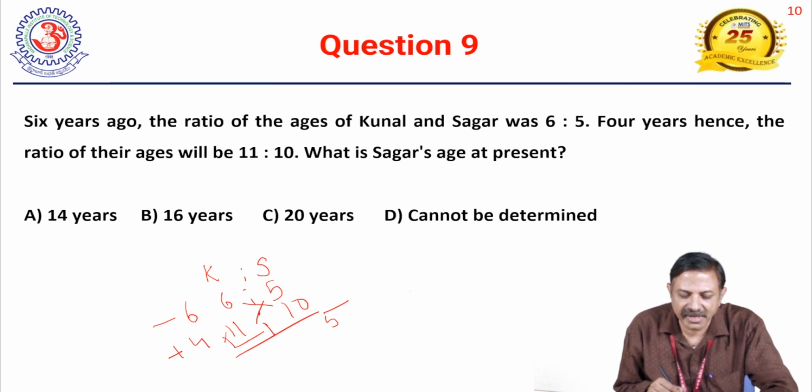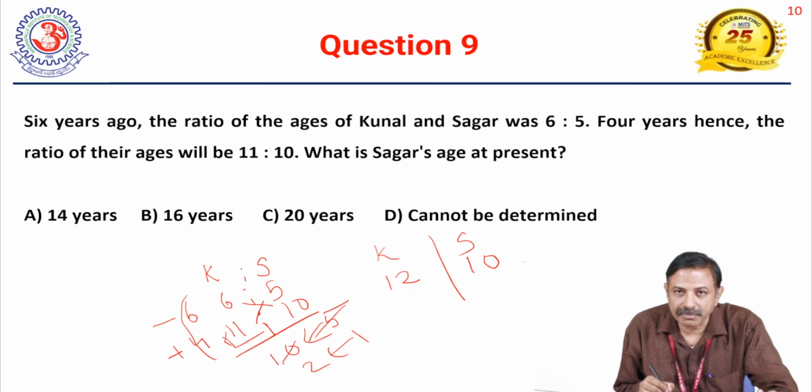Here, dear students, if it is minus sign or plus sign, don't worry about the sign. Add the two numbers. That is 6 plus 4, it is 10. 1 into 10, it is 10. So you can cancel 5 ones or 5 twos. So if you want the first person Kunal, that is 6 into 2, 12 years. But if you want Sagar, 2 into 5, that is 10 years.